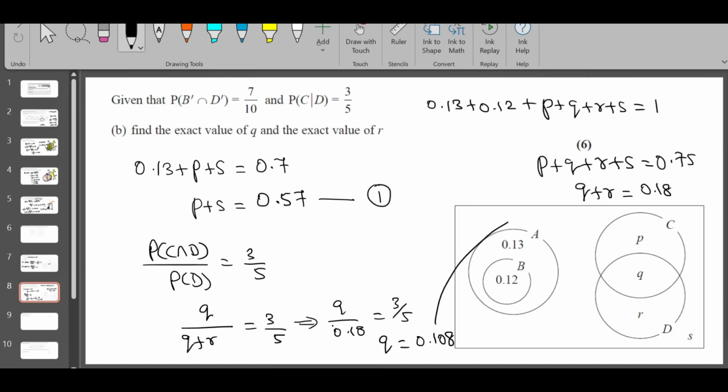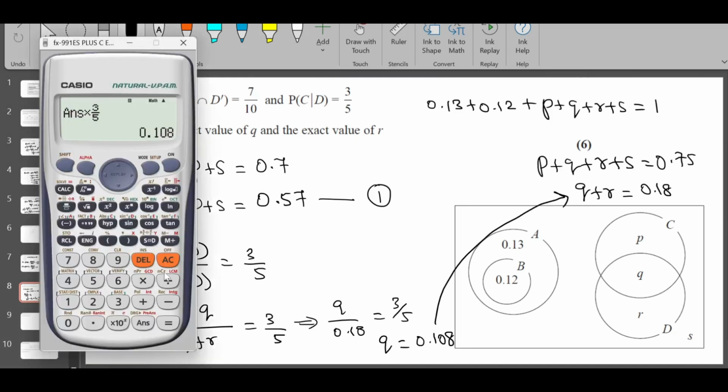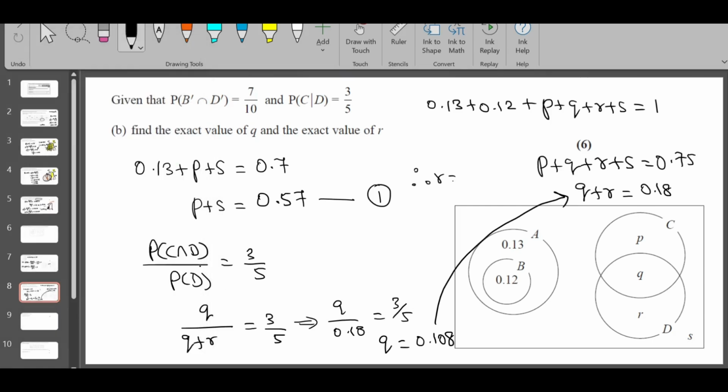Sub in Q back in here to find the value of R now. So R is going to be positive 0.072. Therefore, R is 0.072. That's all. It's a 6-mark question. You need to write the working properly.